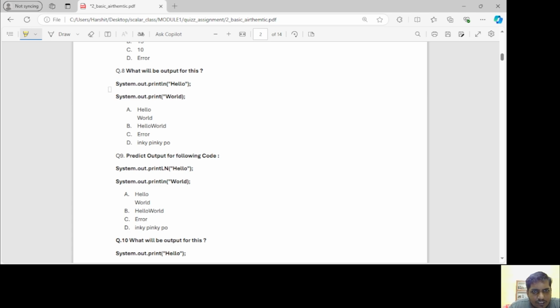In question number 8, the first statement is correct, so here the hello will be printed, but the second statement is not correct. So the whole sentence will give an error, because the hello option is not available.